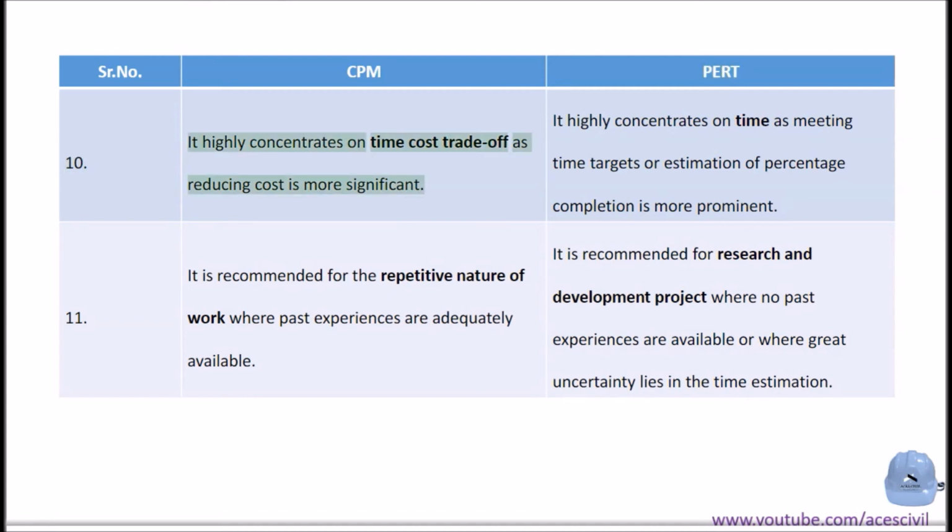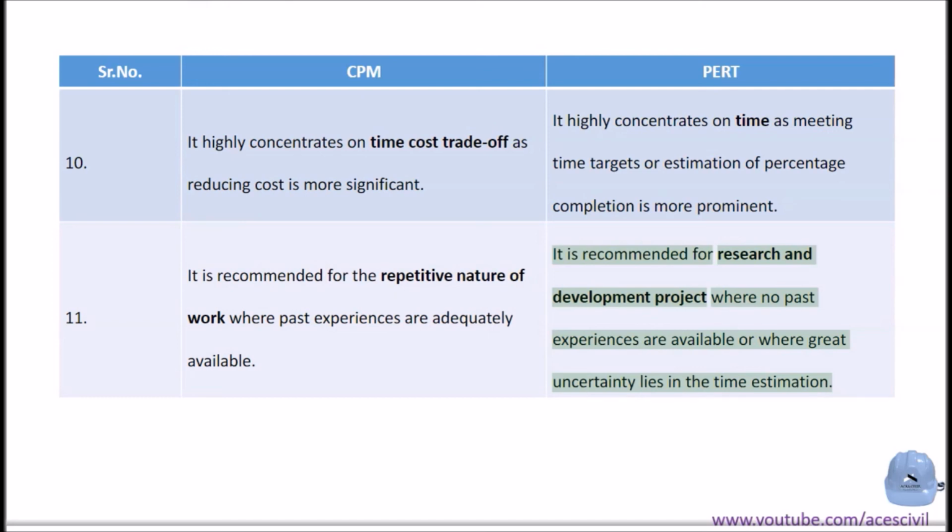10. CPM highly concentrates on time-cost trade-off, as reducing cost is more significant. PERT highly concentrates on time, as meeting time targets or estimation of percentage completion is more prominent. 11. CPM is recommended for the repetitive nature of work where past experiences are adequately available. PERT is recommended for research and development projects where no past experiences are available or where great uncertainty lies in the time estimation.